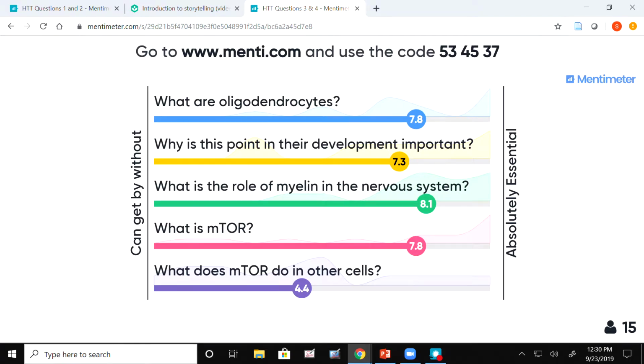What mTOR does in other cells might be an also great way to get conference attendees more interested in what you're talking about. If you're at, say, SFN, and you're talking about myelin, but you know it's really important for this subset of neurons, you could throw that in there. And then anyone in the audience who studies those neurons is now your new best friend because you talked about them.